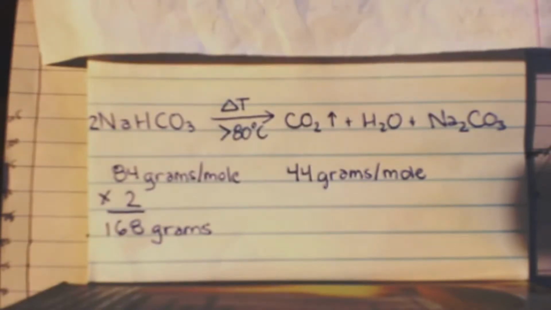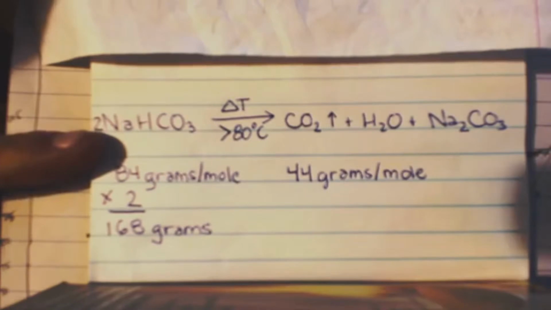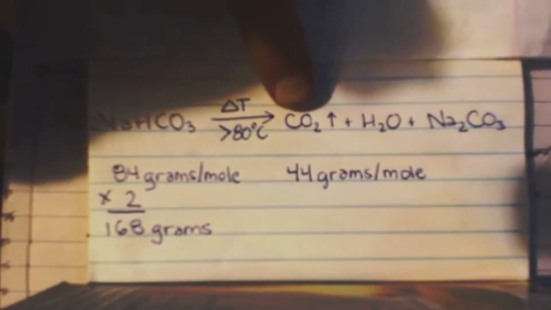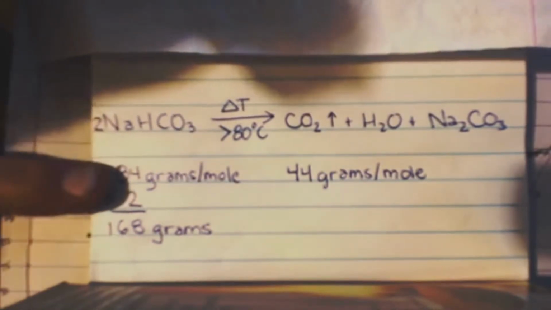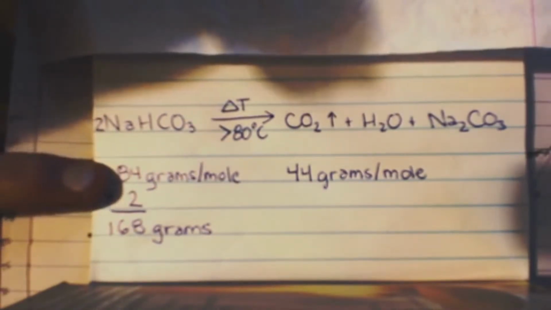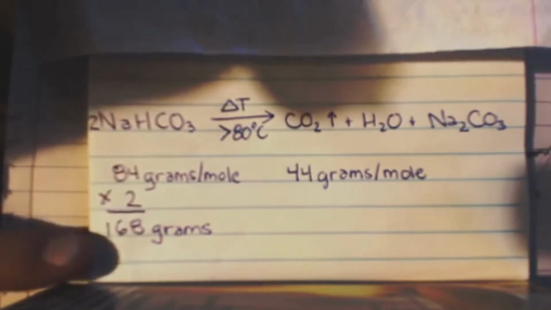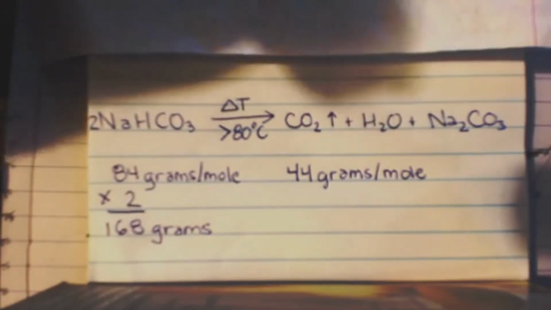So here's the formula. If you have 2 moles of sodium bicarbonate, then you will make 1 mole of carbon dioxide. And you can see the molar weights. You need 84 grams per mole, but there's 2 moles, so you multiply that by 2, you need 168 grams to make 44 grams of carbon dioxide.